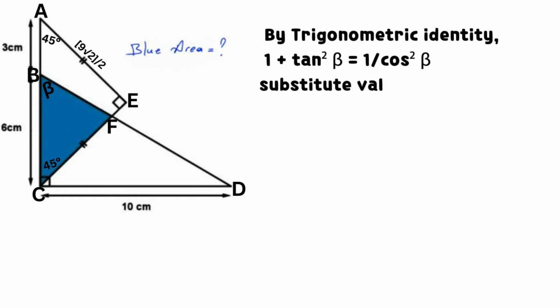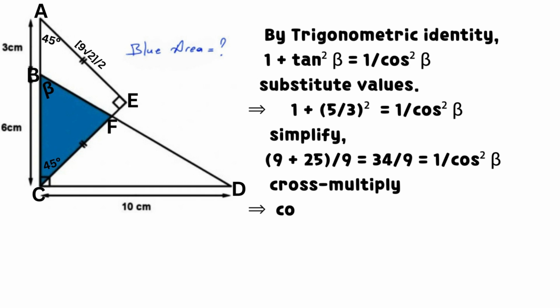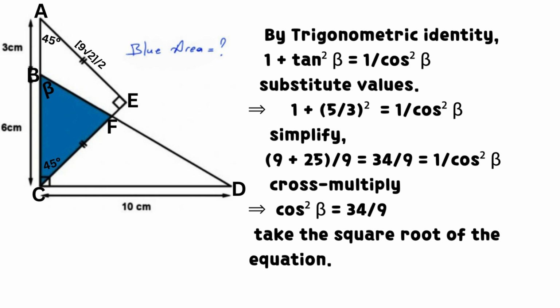By trigonometric identity, the sum of 1 and the square of tan beta equals the reciprocal of the square of cosine beta. Substitute values, and we have that the sum of 1 and the square of 5 divided by 3 equals the reciprocal of the square of cosine beta. Simplify to give that 34 divided by 9 equals the reciprocal of the square of cosine beta.